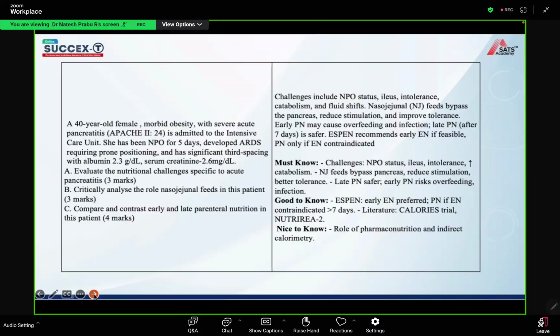So indirect calorimetry is an important topic which generally is considered gold standard, but it is difficult to do at the bedside of the patient. So it is nice to know how it is done and what are the steps which we see in indirect calorimetry, and what are the alternatives like the Harris-Benedict formula which we use to calculate the calorie requirement in patients, generally in normal critically ill patients.